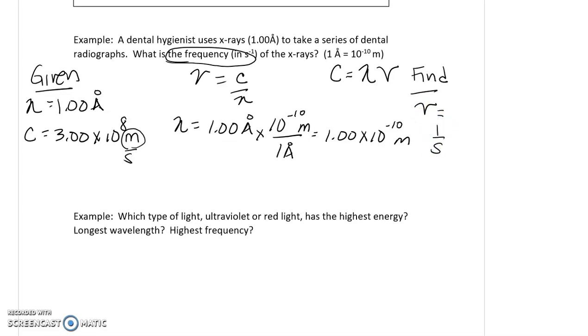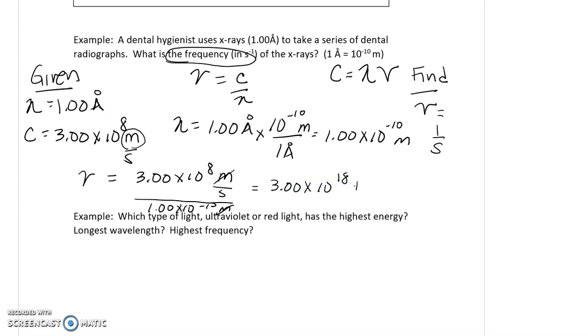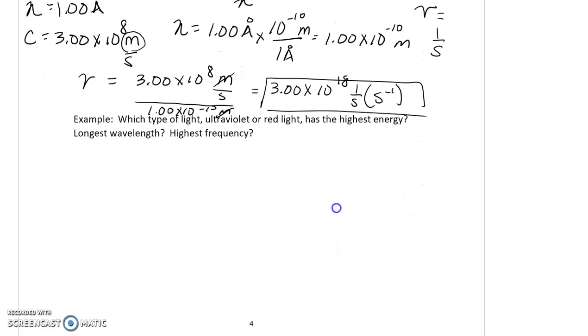Okay, so let's go ahead and plug it in now. So this is just a plug and chug kind of problem. So then we've got 3 times 10 to the 8 meters per second. We're going to divide that by 1 times 10 to the negative 10 meters. Our meters will cancel, and now we're going to be left with 3 times 10 to the 18 1/seconds, or second to the minus 1. So that is our final answer for our frequency. Okay, well, I hope that makes sense.